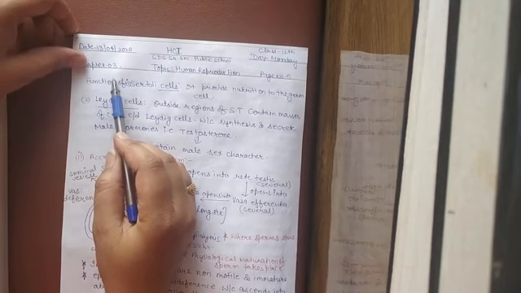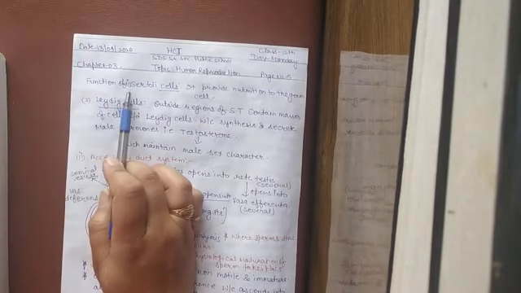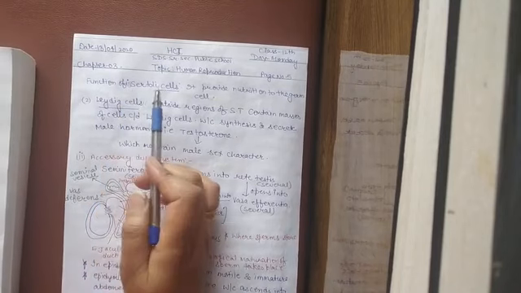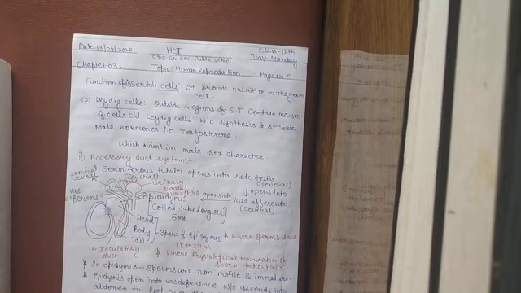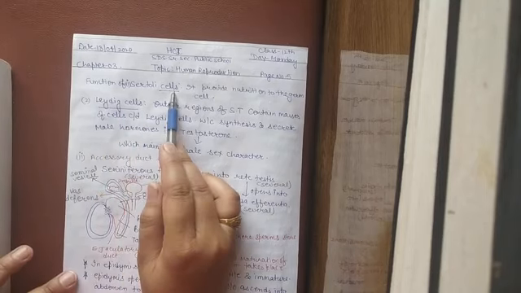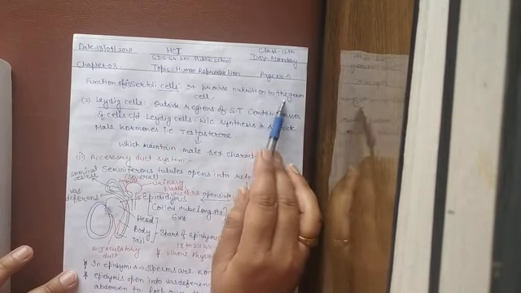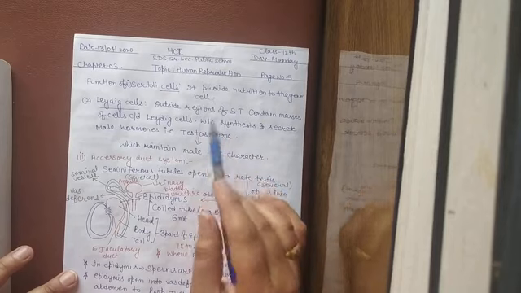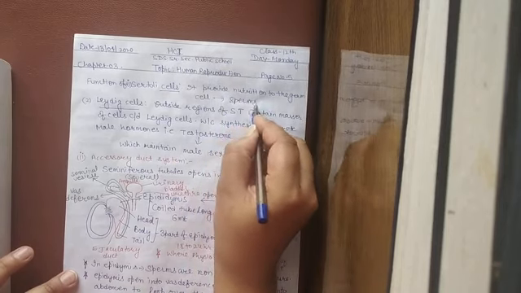This is the fourth part of our video in which we discuss the structure of the Sertoli cells, accessory ducts and accessory glands. So first of all, what is the function of the Sertoli cell? Sertoli cell provides nourishment to the germ cells which finally form the sperms.